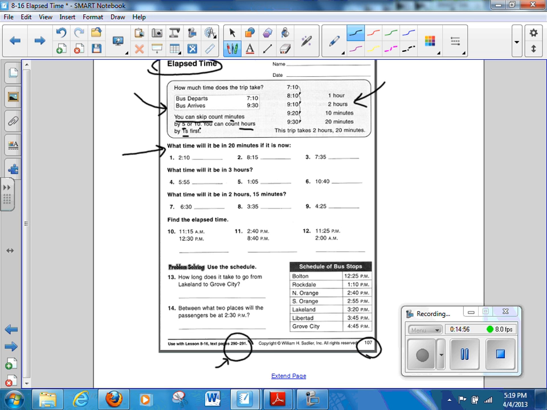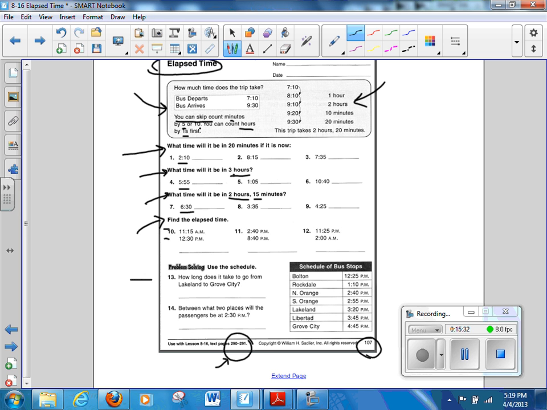Here are our first set of instructions. What time will it be in 20 minutes if it is now 2:10? You add 20 minutes to that. It would be helpful if you had a little clock to work with. And the next set of instructions, what time will it be in 3 hours? They give you this time, add 3 hours to that. Next instruction, what time will it be in 2 hours, 15 minutes? They give you an original time. You have to add some hours and minutes to that time. Then 10, 11, and 12 is find elapsed time. They give you 2 times and how much time has elapsed between those.